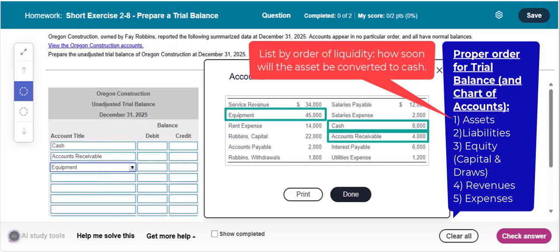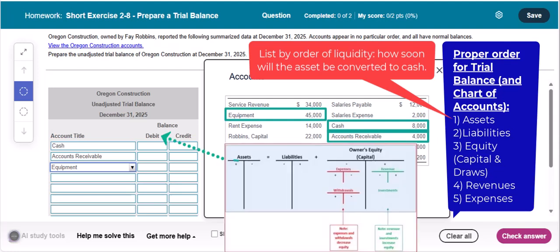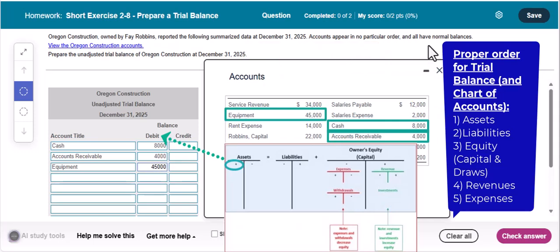And then we're going to put the balances in the correct column. Now remember, with assets, they always have the plus side on the left side. So all of these will have debit balances here on this left side. So we'll put in cash here for 8,000, and then accounts receivable for 4,000, and then equipment for 45,000. And again, these are all debit balances, and notice up here it says all these accounts have normal balances.